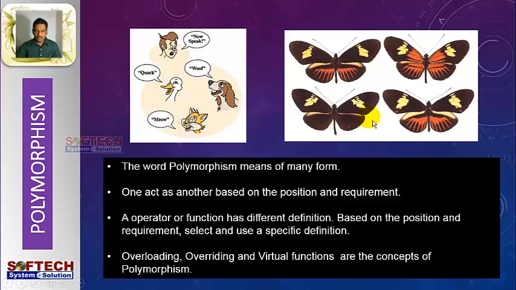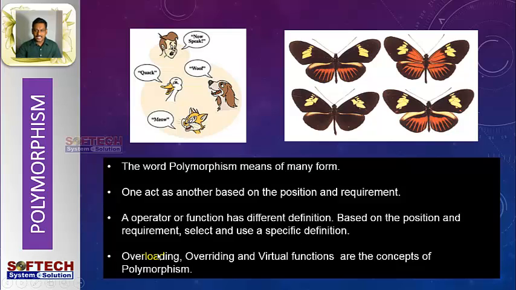So in object-oriented programming, we can add new meaning to an existing function. This is overloading. We can give additional meaning to the existing function. Already one function is available in that class, and that function has some definition. But if we want to give an additional definition in the same name of the function, this is overloading.